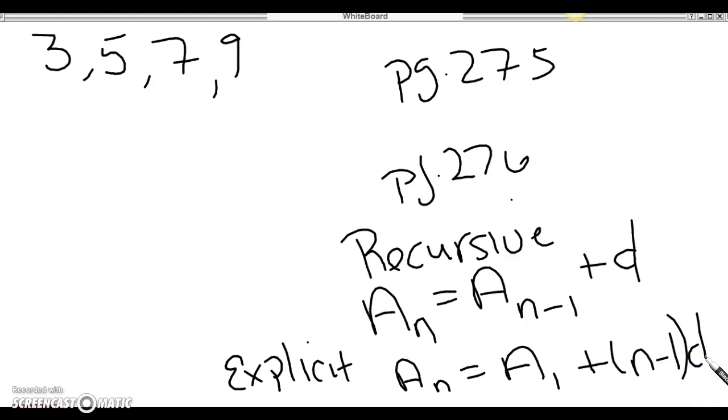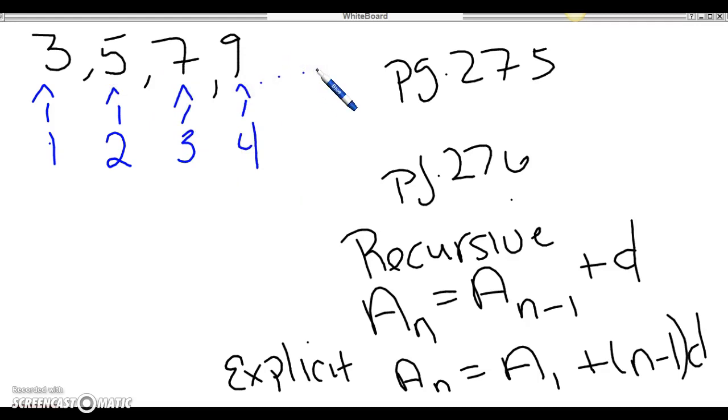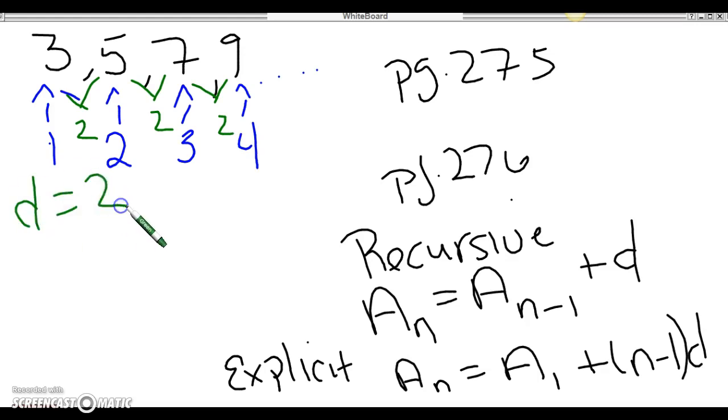So for example, looking at here, my first term is 3. My second term is 5. My third term is 7. And my fourth term is 9. And I believe it was a dot, dot, dot, so that means that it keeps going on. Now I find the common difference. From 3 to 5 is 2. From 5 to 7 is 2. And from 7 to 9 is 2. So because all of them have a difference of 2, d equals 2.